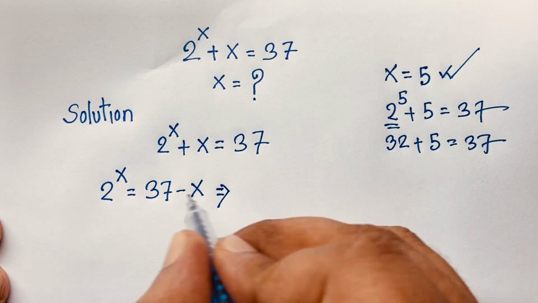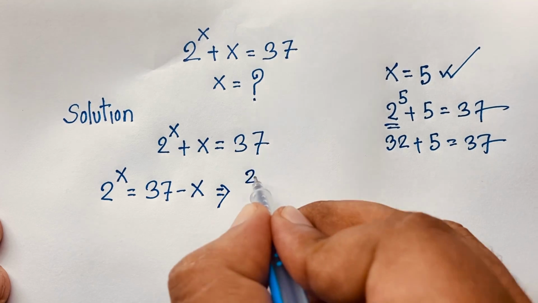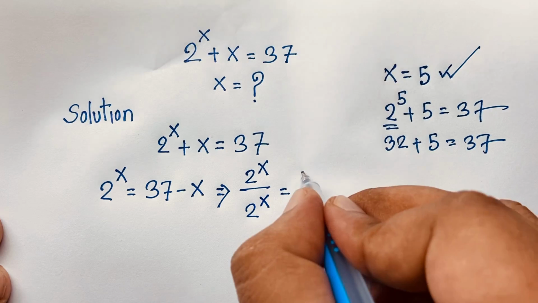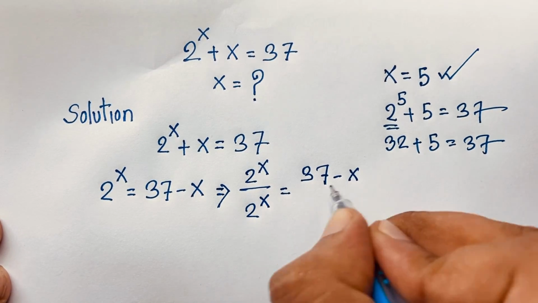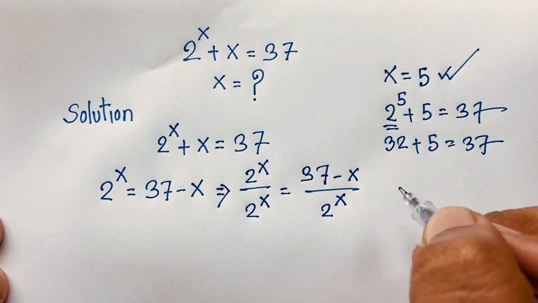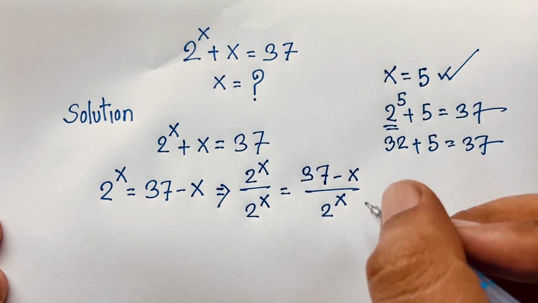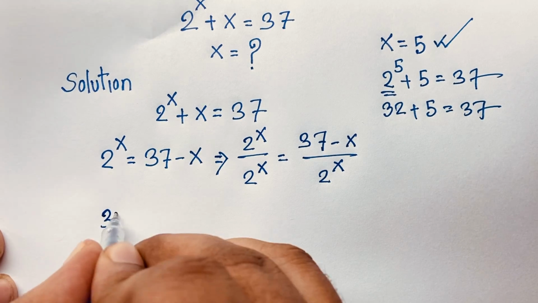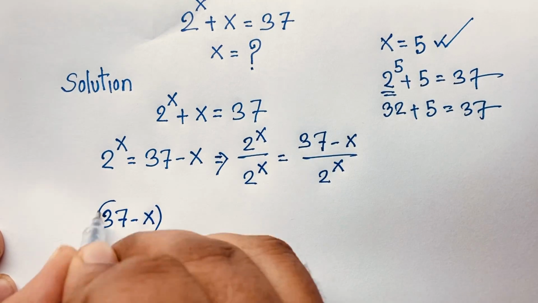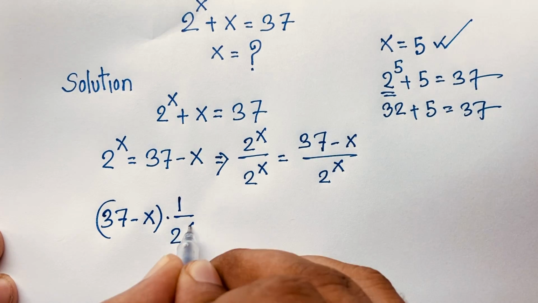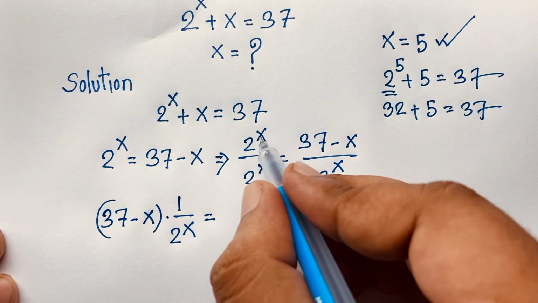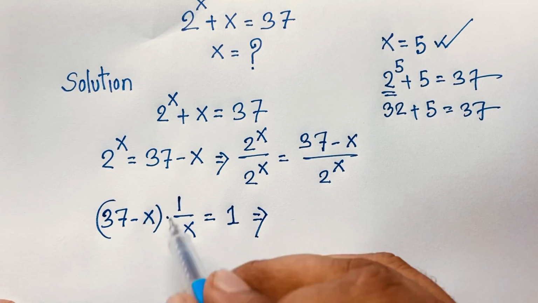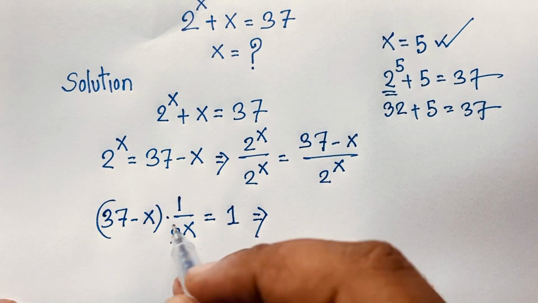Now I divide both sides 2 to the power x, so it will be 2 to the power x over 2 to the power x is equal to 37 minus x over 2 to the power x. Now at this moment you can see this expression, it will be 37 minus x times 1 over 2 to the power x is equal to this 2 to the power x and this 2 to the power x, it will be 1.